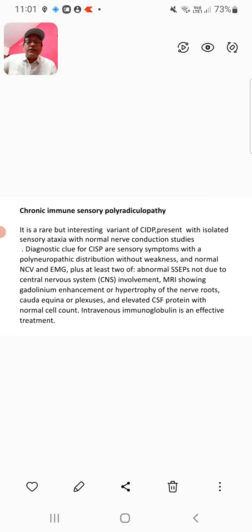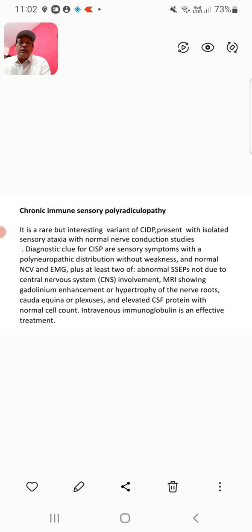Another interesting variant of CIDP is when there is an isolated sensory ataxia with normal nerve conduction studies. However, the SSEP may be abnormal, and the MRI may show the radicular roots involvement by showing an enhancement pattern.